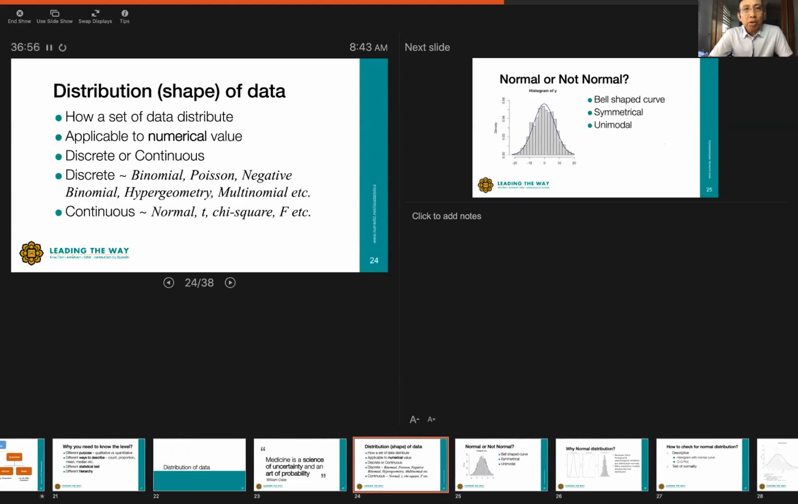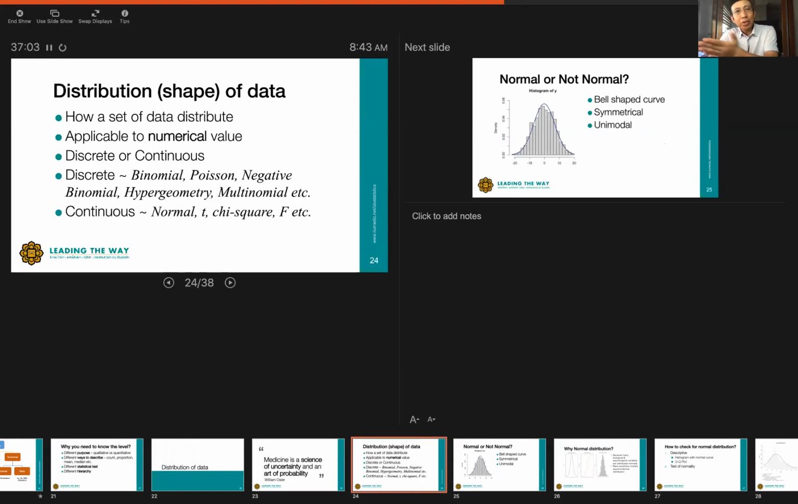And when we talk about shape of data, basically any data that we have, we can sort and align them, and then we can look at the distribution. And this distribution is meant for numerical value, regardless whether discrete or continuous. So these are examples of some distribution. I'm not going to detail here. If discrete, you can have binomial, Poisson, negative binomial, hypergeometric, multinomial, and so on. Continuous, most commonly, is normal distribution, t distribution, chi-square distribution, F distribution.